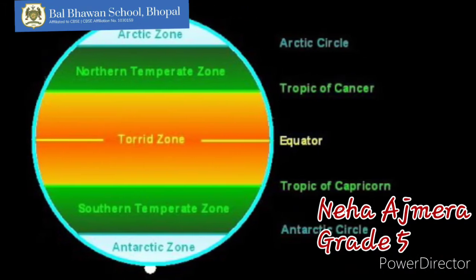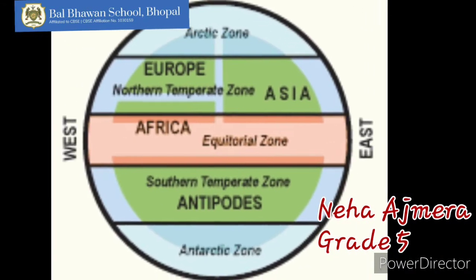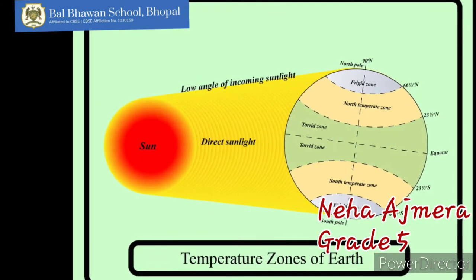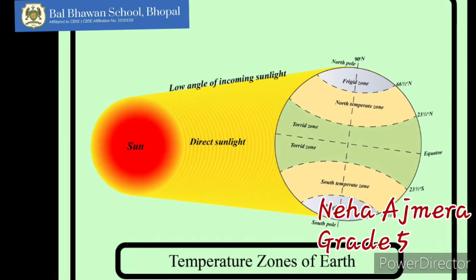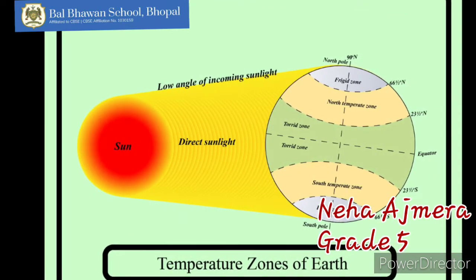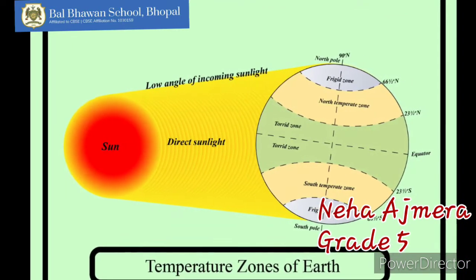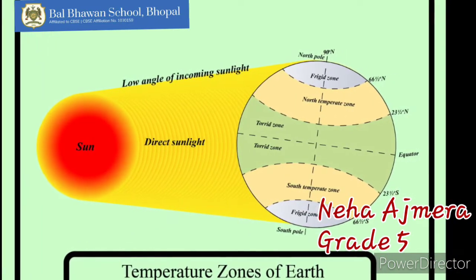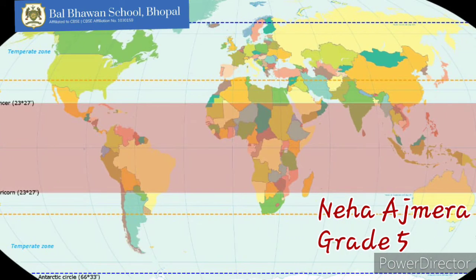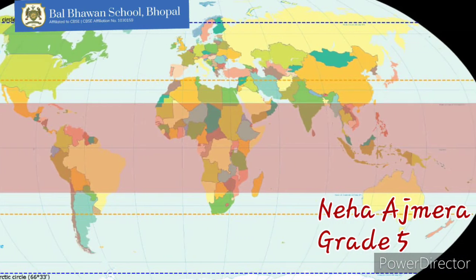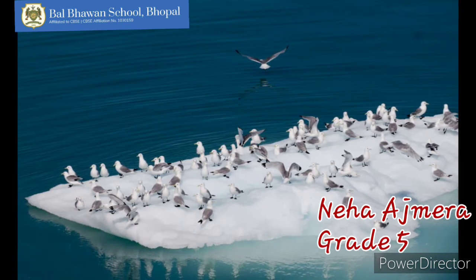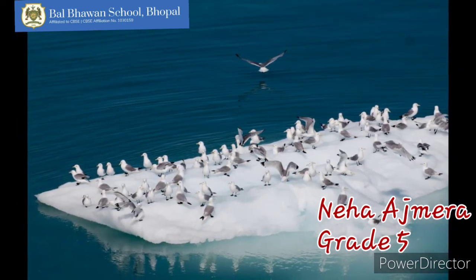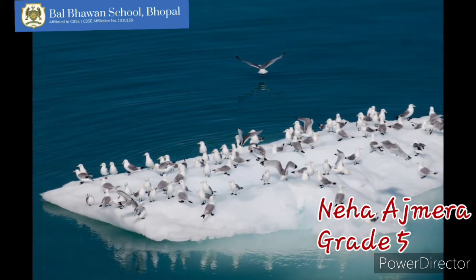Next is the frigid zone. The areas lying between the Arctic Circle and the North Pole in the northern hemisphere and between the Antarctic Circle and the South Pole in the southern hemisphere are the frigid zones. This zone receives slanting rays of the sun and remains very cold throughout the year. That's why it is known as the frigid zone. And especially the area near the poles is completely frozen throughout the year.